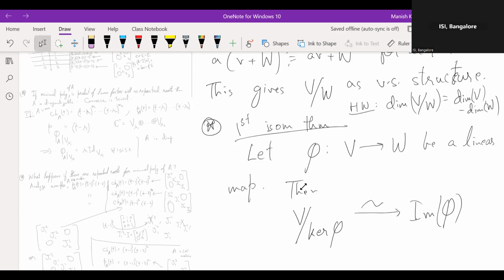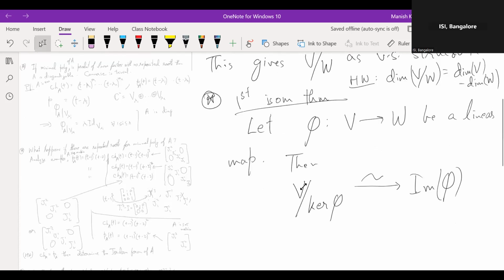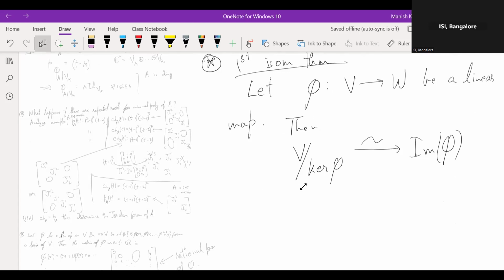Yeah, but this theorem is stronger than what it says. So I'm not just saying that these two are isomorphic. I'll tell you the map which is the isomorphism as well. So the linear map phi bar, which I'll define as phi bar of v plus kernel phi. So a typical element here looks like this, is phi v.